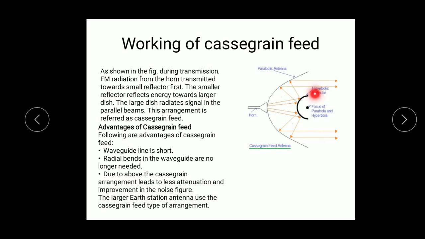In the case of the parabolic reflector, we need a bent waveguide. In this case, there is no need for this kind of bend. Due to the above, the Cassegrain arrangement leads to less attenuation and an improvement in the noise figure. Large earth station antennas can use the Cassegrain feed type of arrangement. So this is the basic working of the Cassegrain antenna.